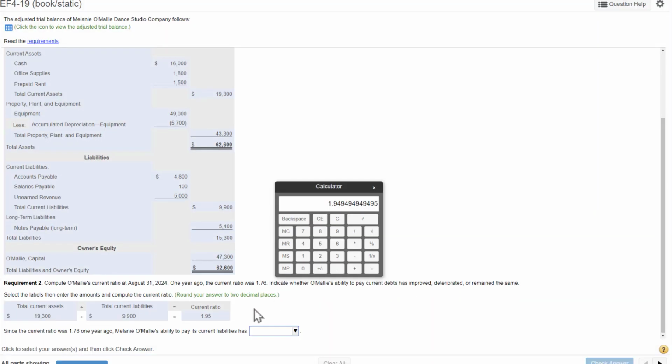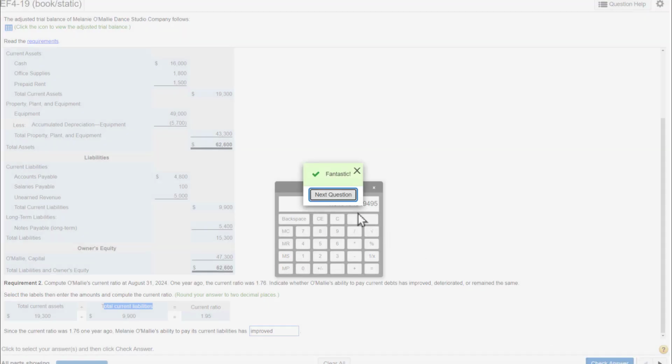And then, did it get better or worse? So it was 1.76 and is now 1.95. So the question is, do we want this to be high or low? Well, we want this number to be super huge, like maybe $1 billion current assets versus $1 current liability. So we want the result to be larger. So it did get bigger. So therefore it improved. And that's it.